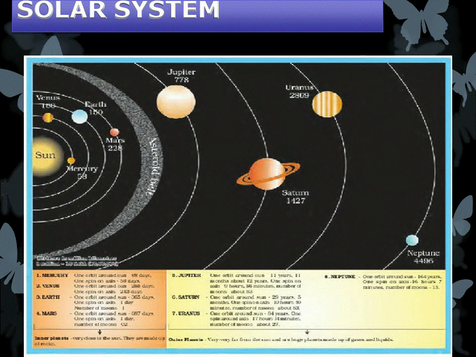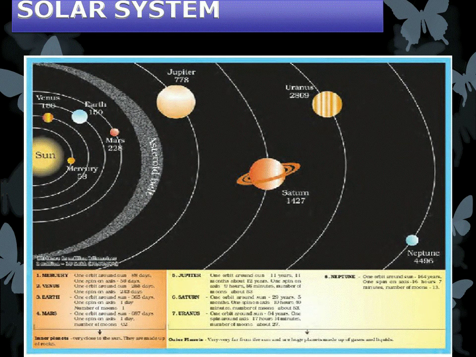It takes 88 days to move around the sun, and for one spin on its axis it takes 59 days. That means rotation. To rotate itself it takes 59 days. See the Venus. It takes 255 days to move around the sun. For one spin it takes 243 days. See the Earth. Earth takes 365 days to move around the sun, and for one spin it takes 1 day. And our Earth has only one moon. See Mars. It takes 687 days to move around the sun, and for one spin it takes 1 day. It has 2 moons.